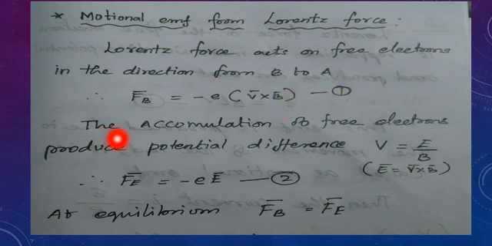Now, the accumulation of free electrons produces a potential difference due to the Lorentz force. Due to the Lorentz force, the electrons are accumulated, and that accumulation of free electrons produces a potential difference. Therefore, from the basic formula, the potential difference relates the electric field and the magnetic field. From this, I am taking E equal to v into B. This is one side.